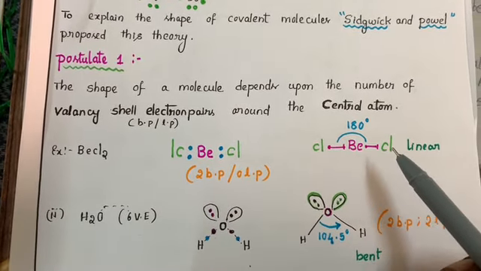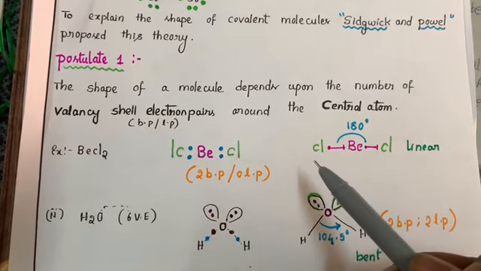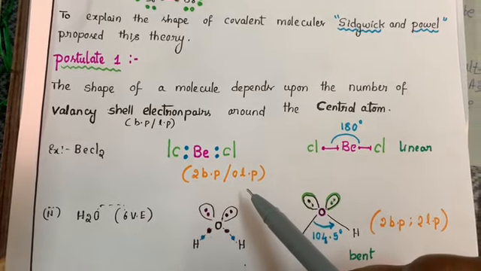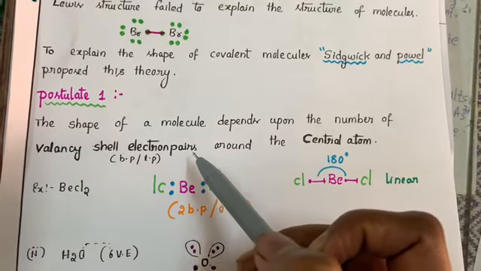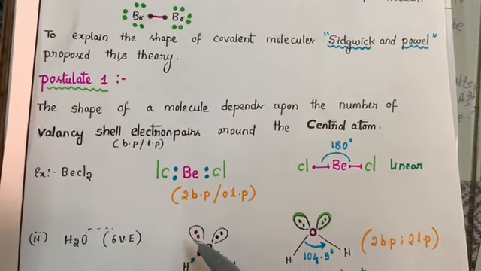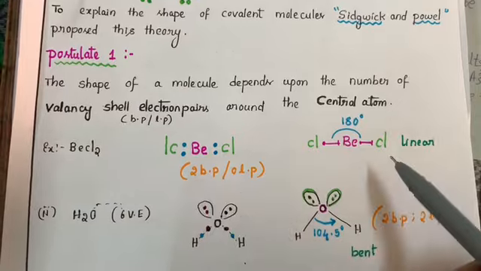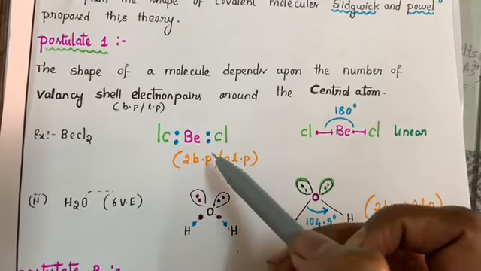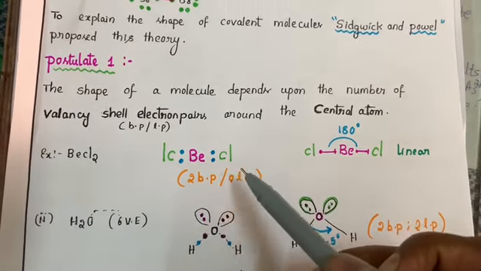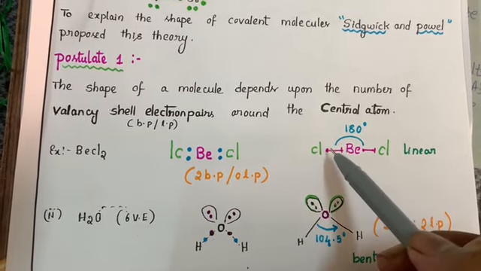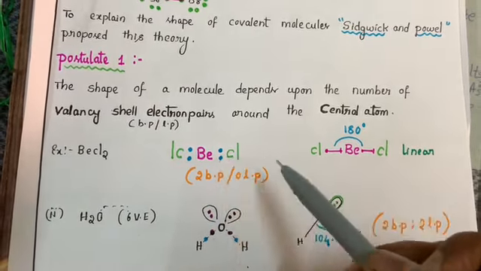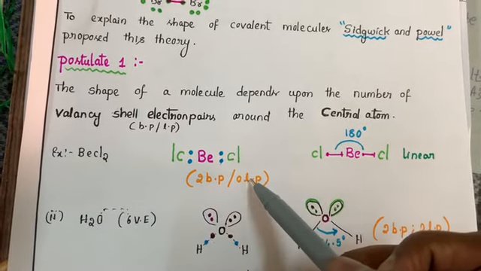How many electron pairs are there? That number will decide the shape of the molecule. As we know, the number of valence shell electron pairs depends upon the group number. For the majority of elements, for example BeCl2, it consists of 2 bond pairs. BeCl2 has 2 bond pairs, which I am representing like this, and it has 0 lone pairs.